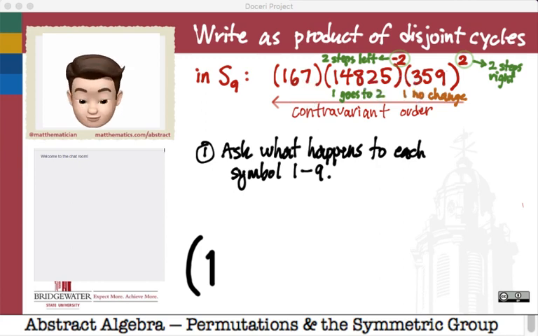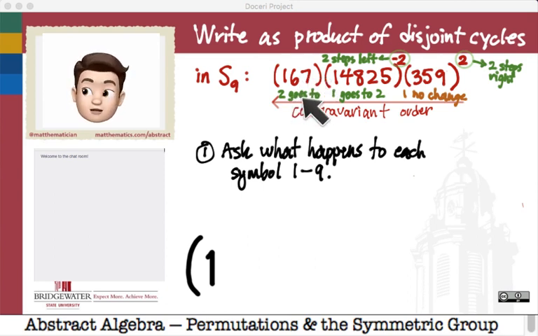And then remember, the question then is, where does 2 go? Because this last permutation is going to act on whatever input it receives from the previous permutation. And when the previous permutation is done with 1, the output is 2. And that output becomes the input to my next permutation. So where does 2 go? Well, the 3 cycle 167 doesn't actually change 2 at all. And so 2 actually stays put.